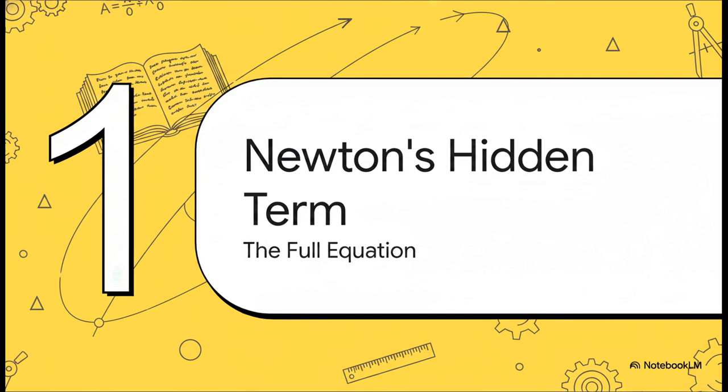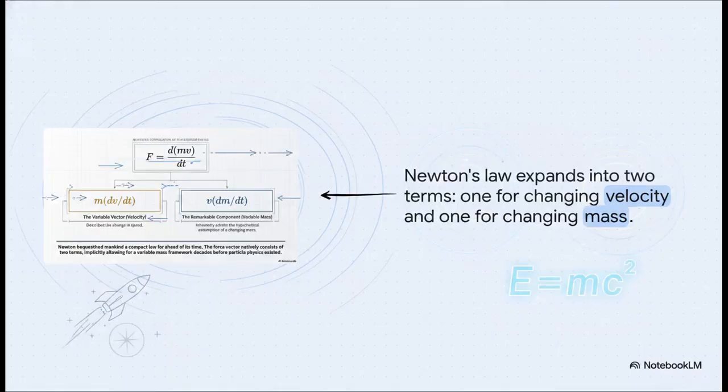To get to the bottom of that, we have to go back to what Newton actually wrote. I'm not talking about the simplified version from our high school physics class, but the full original law for what he called the variation of momentum. So here we go. Newton originally said that force is the rate of change of momentum, which is d(mv)/dt.